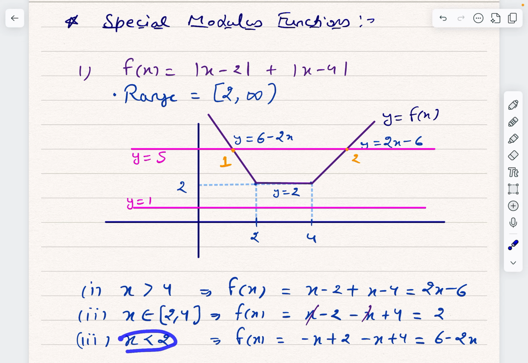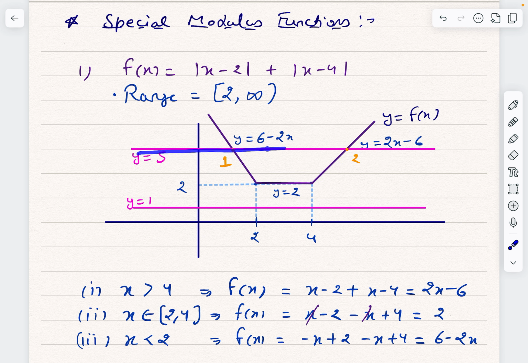Next, when x is less than 2. For x less than 2, this will be negative, this will be negative. So both the mods open with a negative sign. So you get minus x plus 2 minus x plus 4, which will be 6 minus 2x, which will also be a line. So this line is y equal to 6 minus 2x. Okay, so between 2 and 4, y equal to 2, constant. After 4, y equal to 2x minus 6. Before 2, y equal to 6 minus 2x.